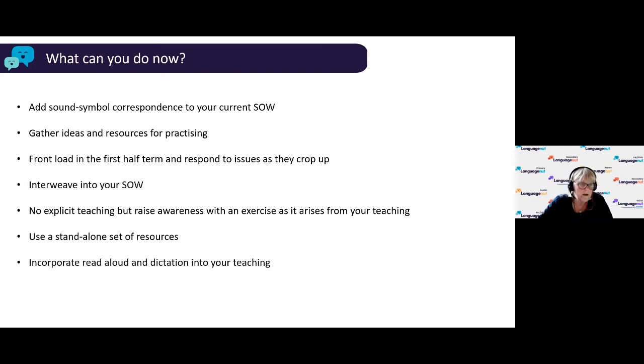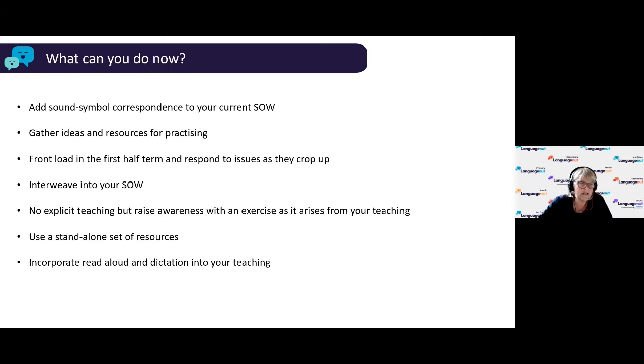and see if there's anything that they're doing that you could pull on. Another thing you could do is front load the first half term in Year 7 with a lot of phonics teaching. So flood your students with nothing but phonics and content, obviously, but a real heavy focus on phonics, and then respond to the issues as they crop up as you're teaching them.